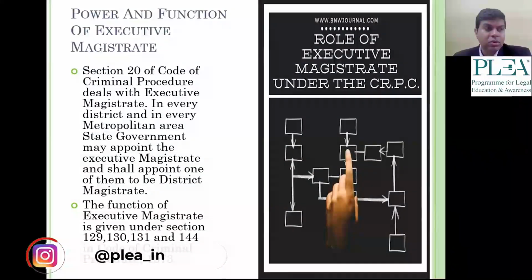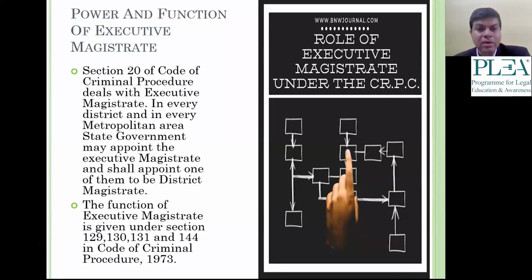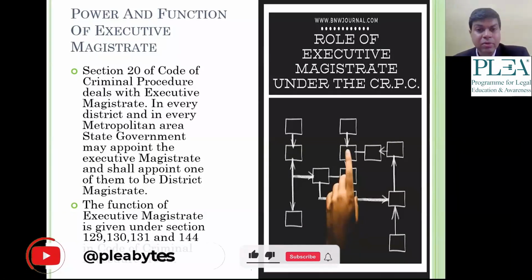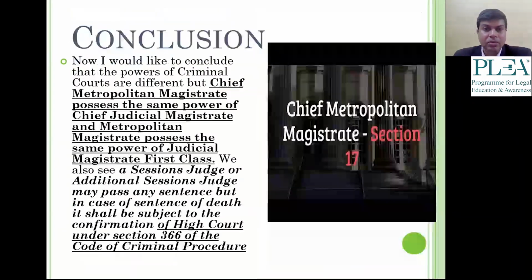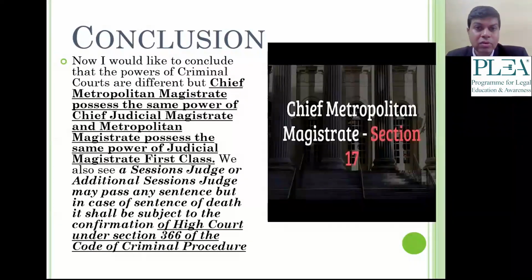So I would like to conclude that the powers of the criminal courts are different, but the chief metropolitan magistrate possesses the same power as a chief judicial magistrate, and the metropolitan magistrate possesses the same power as a judicial magistrate first class. We also see that a sessions judge or additional sessions judge may pass any sentence, but a sentence of death shall be subject to confirmation by the High Court, which has been laid down under section 366 of the Code of Criminal Procedure. So with this, I conclude the topic of how the powers of the court have been assigned.